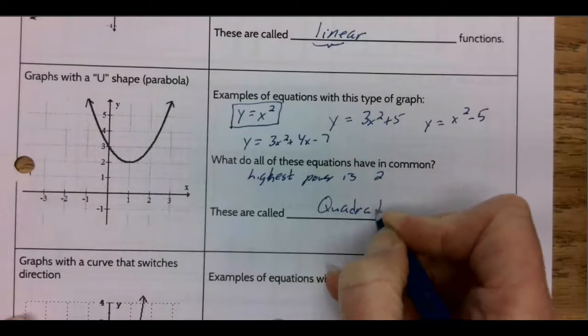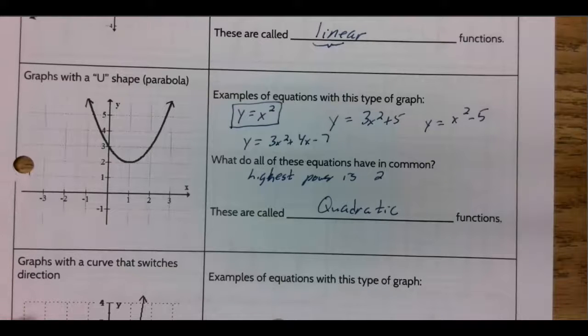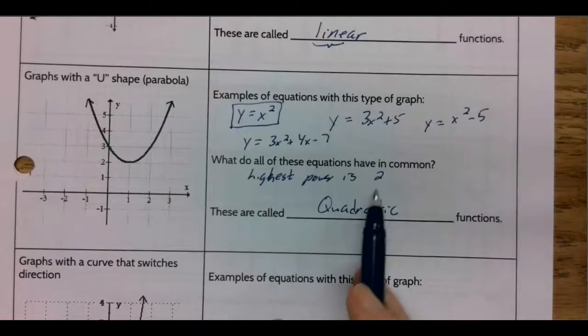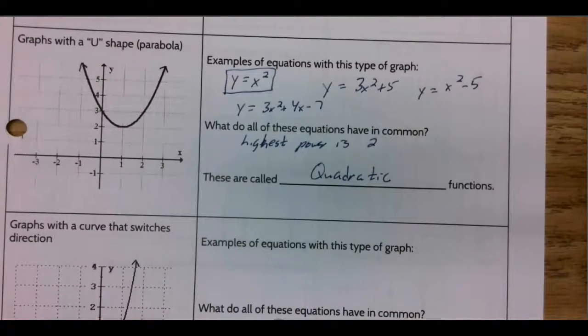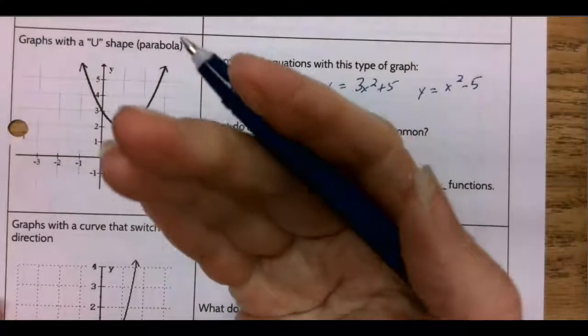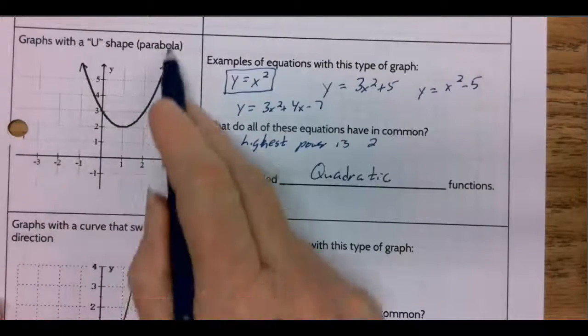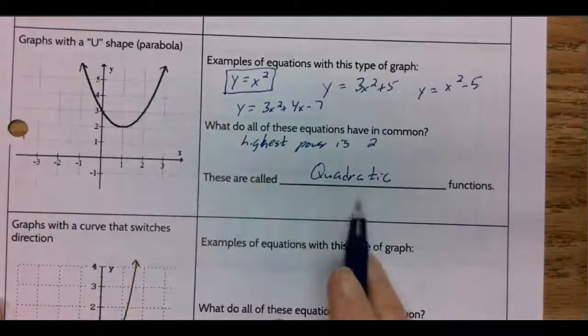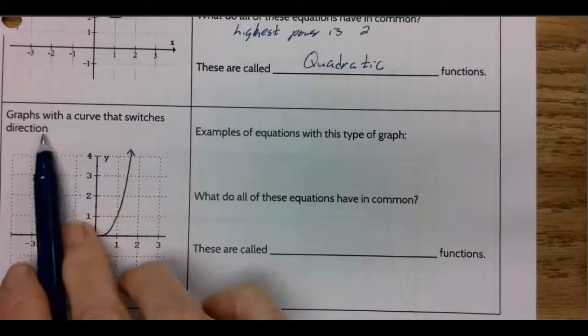Now it seems like quadratic, if I'm looking at root words, should be a power of 4. It's not. That's a quartic. Think quarters. This is a quadratic. Quadratic is a power of 2. That one's not as intuitive as to where it comes from. Here's how I remember it. Parabola is the way I have to say it to spell it. Look at that. Bowl. It looks like a bowl. So a parabola is a U shape. It's a quadratic.